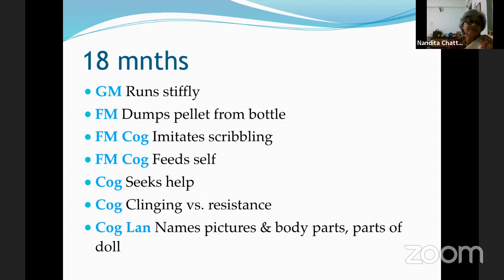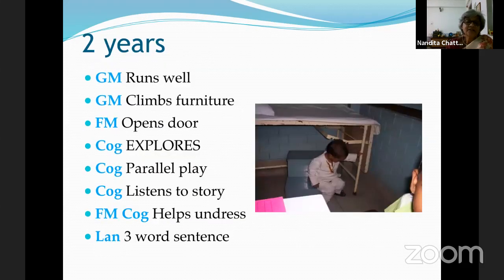Next slide, please. Now he's running well, so his gross motor is pretty well developed. He can climb on furniture, he can open doors. With this, his exploration starts. And this is the time when he also learns to listen to stories. He is using small sentences of 2 to 3 words. And if another baby comes to him, he enjoys the presence of that baby, though still he cannot really play with that baby.